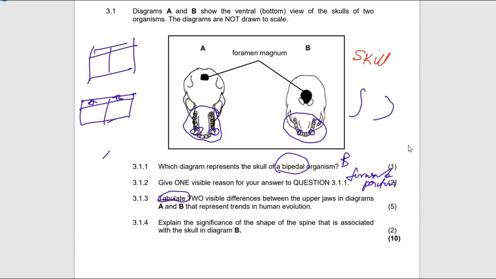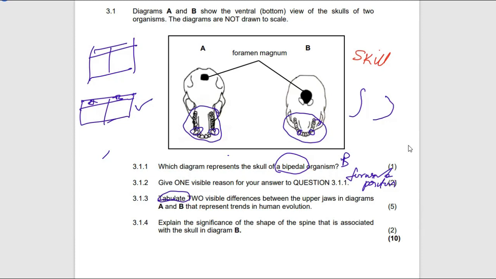So those are some of the differences you can talk about because they are talking about the jaws. The palate here is rectangular, and here it is U shape. So you get 2 marks for the differences and 1 mark for the table. Then they are saying, explain the significance of the shape of the spine.